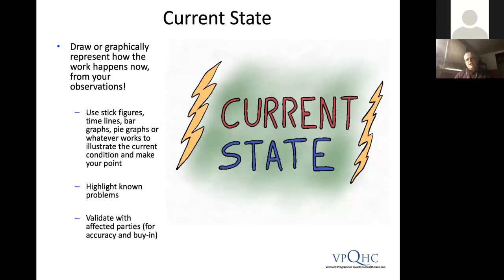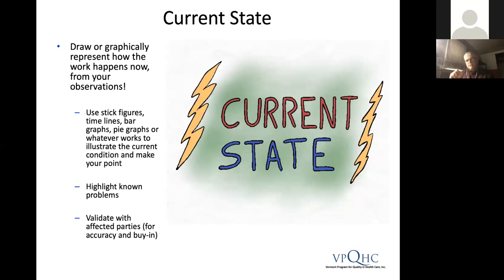Okay. So let's take a look at the current state. This is how the work actually happens now. And the idea is do it from observations. Again, the tendency is to fall back onto computer generated. You're probably going to have workflows drafted somewhere. In most places with an EMR, you're going to have workflows there. Try and look at the actual process and go through it, and try and represent it. Use stick figures, timelines, bar graphs, anything that illustrates that current condition to make your point.